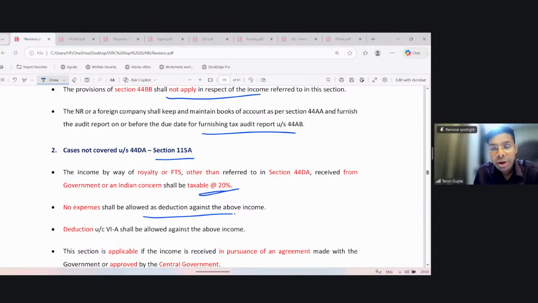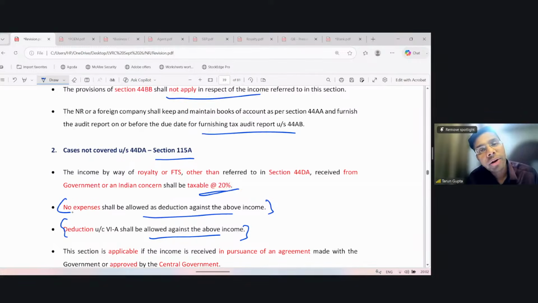No expenses shall be allowed as deduction against the above income. Deduction in Chapter 6A shall be allowed against the above income. So this is the difference. In case of interest and dividend, we saw that even deduction in Chapter 6A is not allowed. But in case of royalty and FTS, the Act is allowing a deduction in Chapter 6A. Though expenses are not allowed in dividend, interest, royalty, or FTS, so all these four incomes under Section 115A are taxable on a gross basis. But in case of royalty and FTS, deduction in Chapter 6A is allowed.